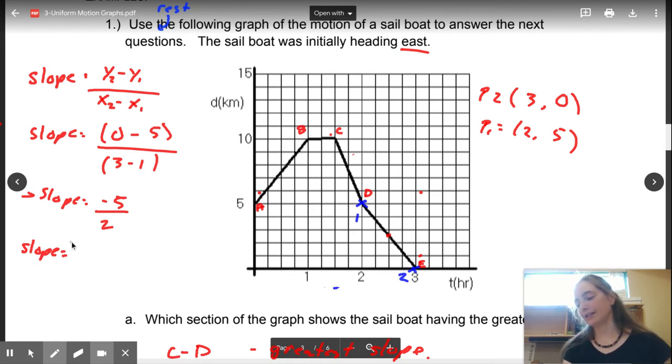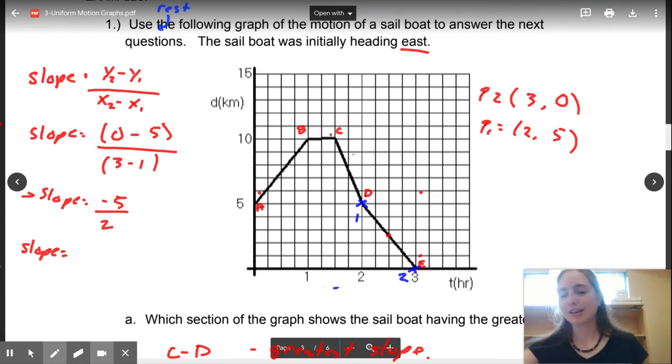And, ladies and gentlemen, which is going to give you... Come on, calculator. I don't feel like doing the math right now.